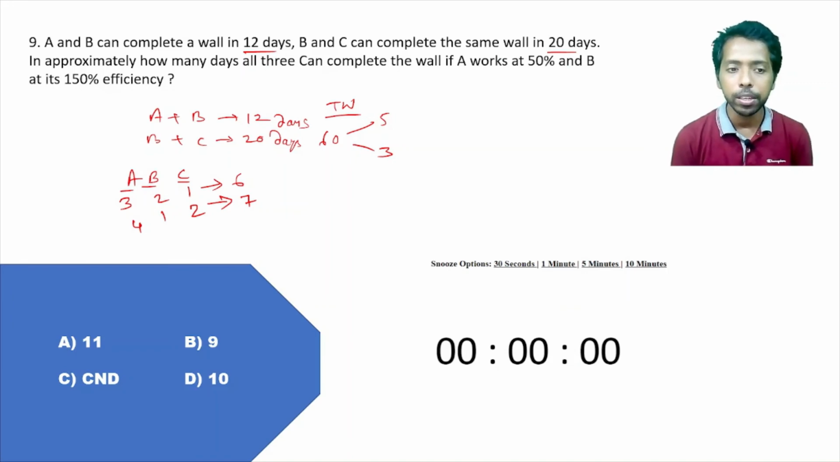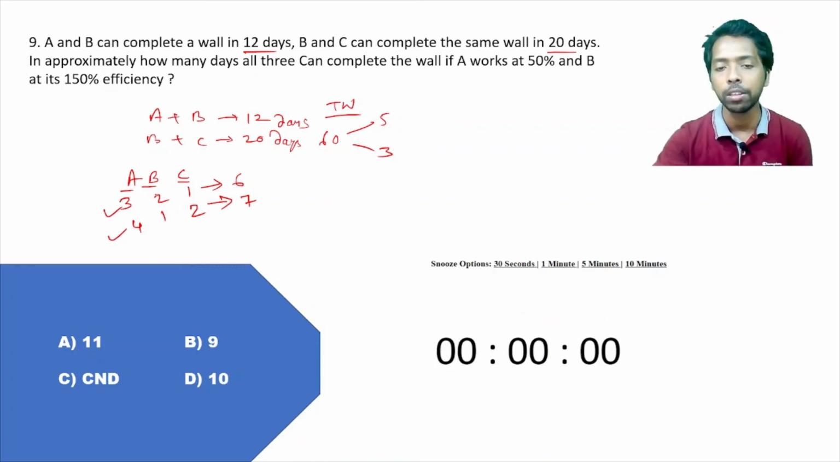So if there is only these two data, A and B can complete a particular wall in 12 days and B and C complete the same wall in 20 days, and only from these two data we cannot conclude the individual efficiency of all the A, B, C, right? Because there are varying possibilities. This should not happen. You should get the exact efficiency of all three.